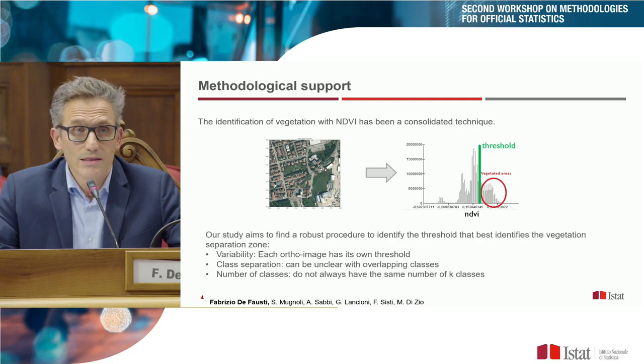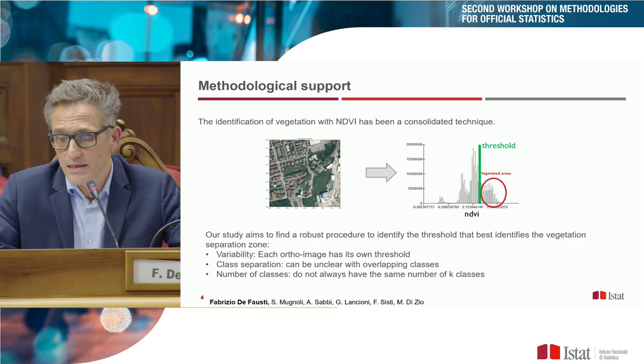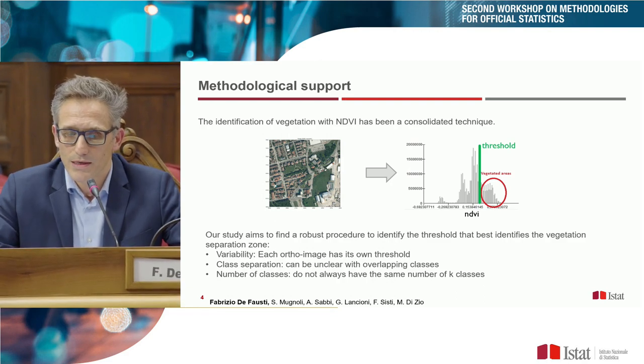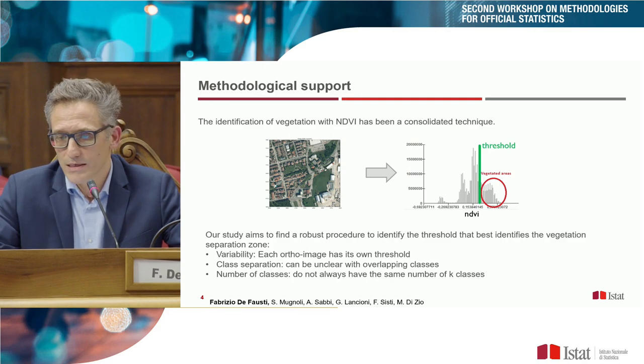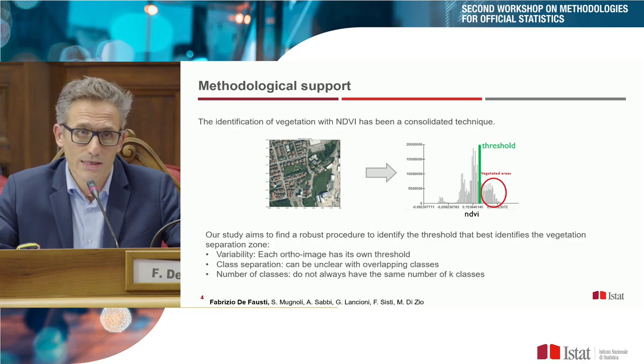But finding this threshold is not always simple, because there is a variability problem. Each orthophoto, for each municipality, has a different threshold. Or for other orthophotos, we have a class separation problem. Often these bells are overlapped. Or the number of classes in the histogram is not the same for every histogram, but can be 2, 3, 1, 4, and so on.